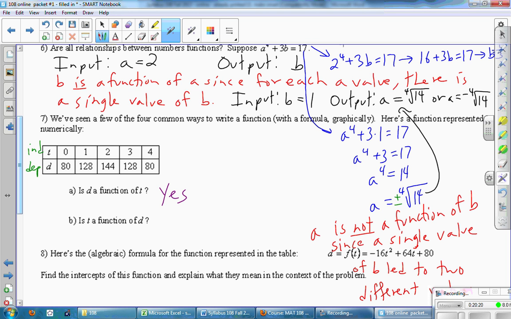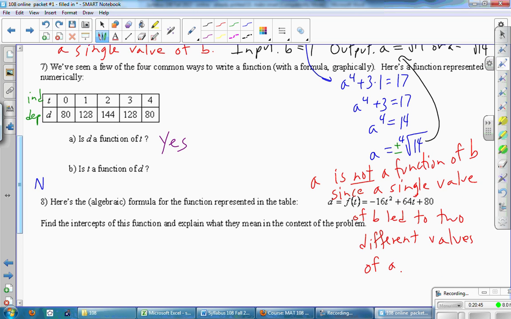Going the other direction, is t a function of d? So here we're looking for values of d and asking if there's single values output for t. So let's take a look. If d is 80, how much is t? Well, it's 0. But over here, if d is 80, how much is t? It's 4. That's a problem. So we can say down here, no, t is not a function of d.